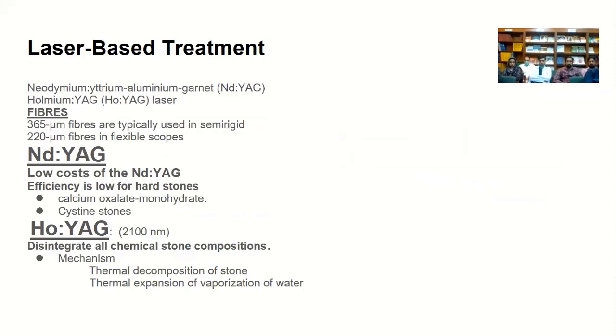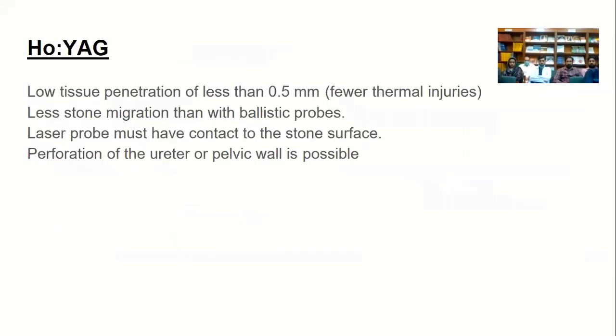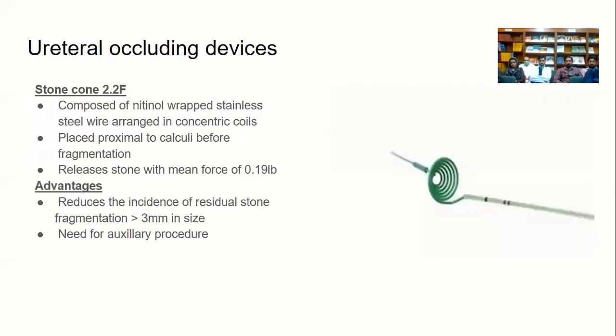The breakdown of stone is by thermal decomposition of the stone and thermal expansion from vaporization of water. Holmium YAG laser has low tissue penetration of less than 0.5 mm, so it causes fewer thermal injuries, and less stone migration as compared to the ballistic probe. Laser probe must have contact with the stone before using it. Perforation of ureter or pelvic wall is possible.